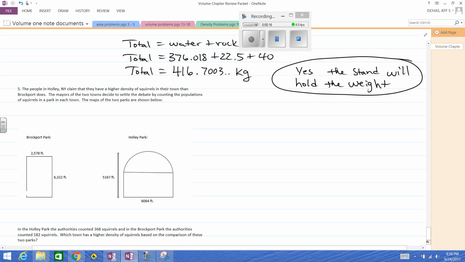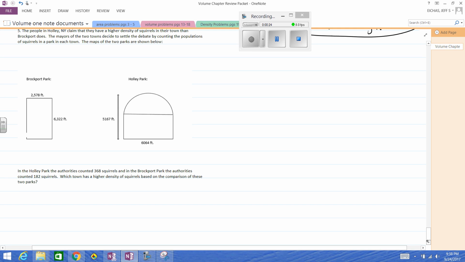All right, so what we have is two different parks, and we're trying to decide which has a higher density of squirrels in their park. The first thing we'll do is get the space, and then we'll divide how many squirrels by the space. So let's start with Brockport. The Brockport Park, see how many square feet it has.